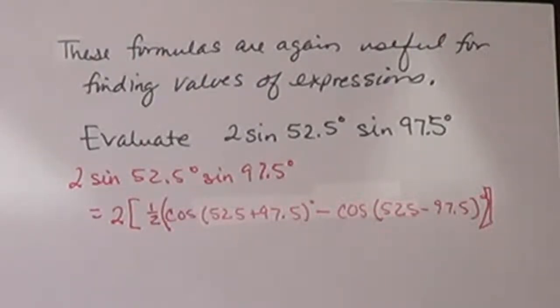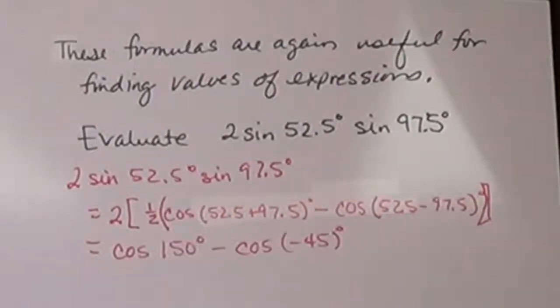So in this case, we're going to let u be the 52.5, and v is going to be the 97.5. So rewriting our expression, the 2 out front, we're just going to carry along. So it'll be 1/2 cosine of the sum of the angles minus cosine of the difference of the angles. And here, when we go ahead and calculate those sums and differences, we see that we get cosine of 150 degrees minus cosine of negative 45 degrees.